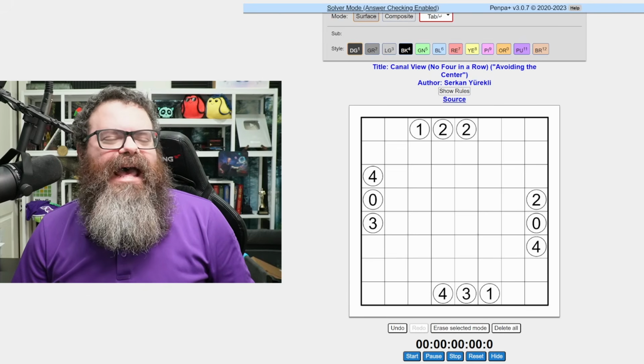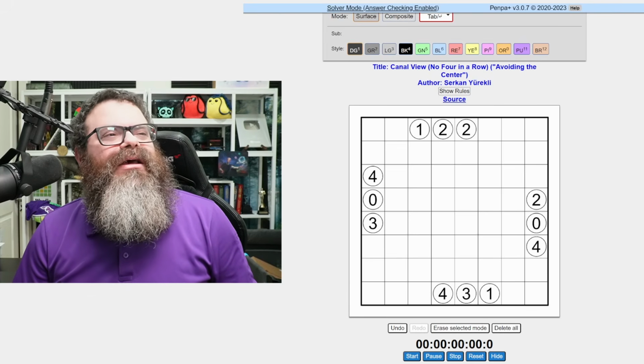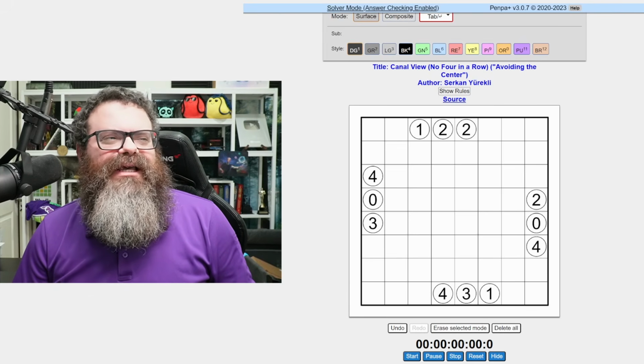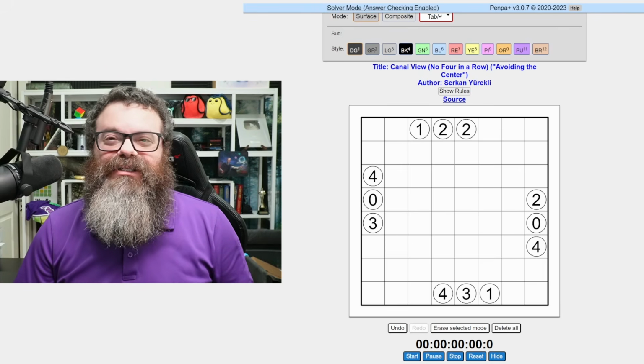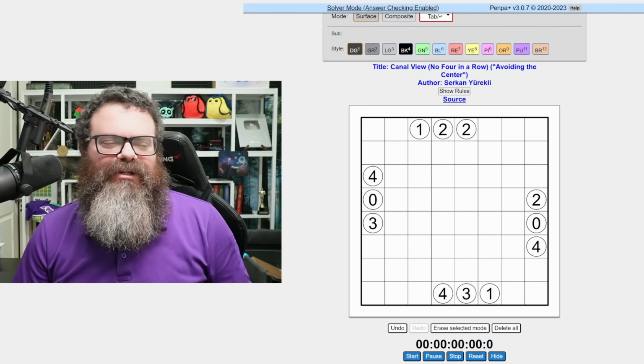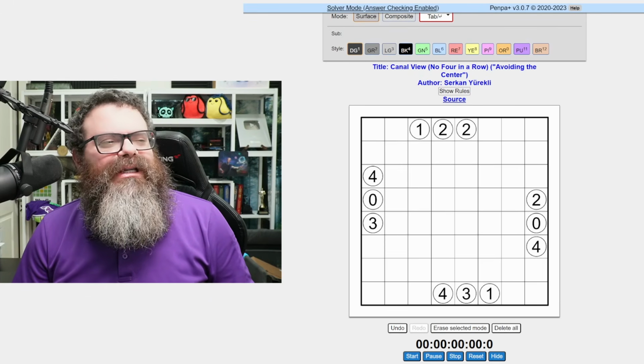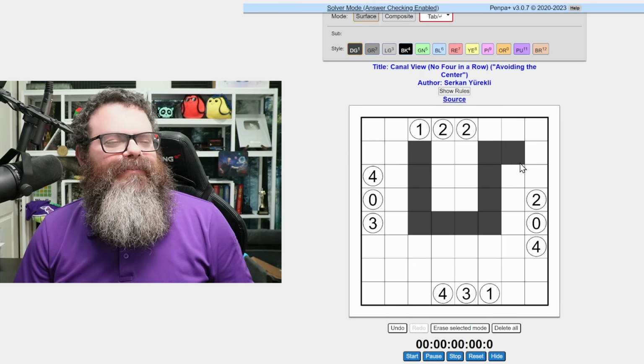Hello, let's solve a canal view puzzle. This one is called Avoiding the Center. It's by Serkan Yürekli, and I sourced this from GM Puzzles. There's a link in the description if you want to try it yourself. So what we need to do is shade some of the cells in the grid.